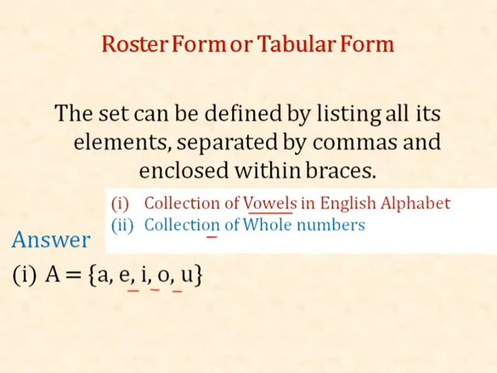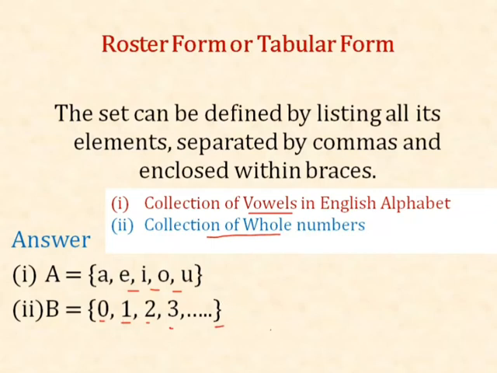And same here, collection of whole numbers. We are going to represent it with set B equals open curly braces. The whole numbers start with 0, 1, 2, 3 and so on. We are separating them with commas and then closing it with closed curly braces.